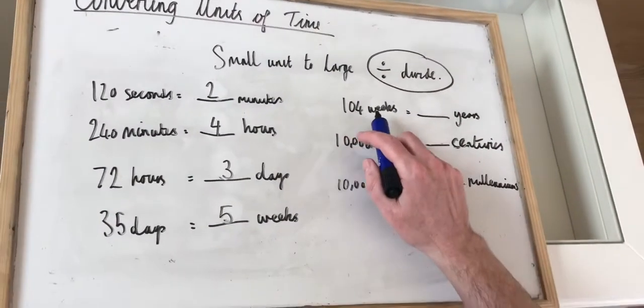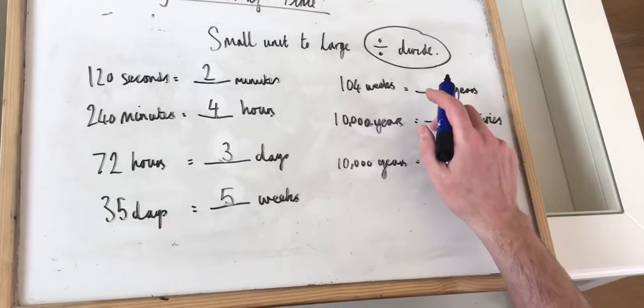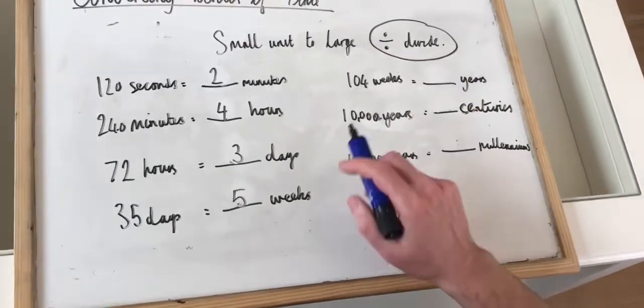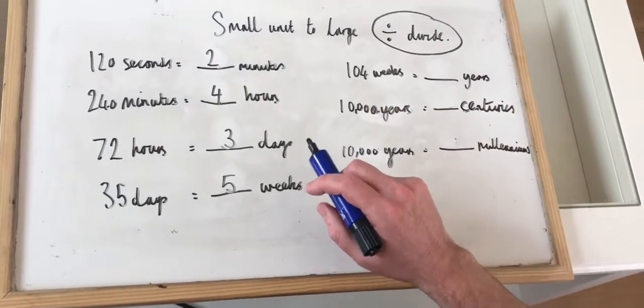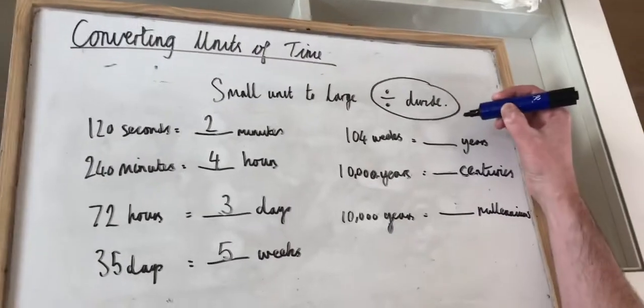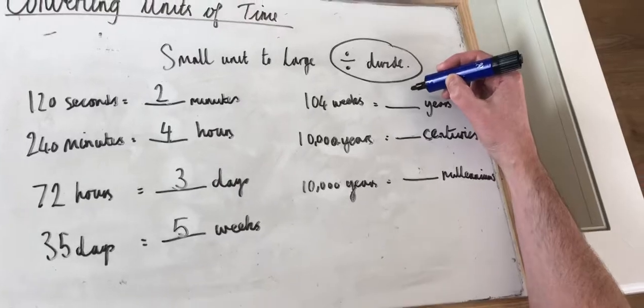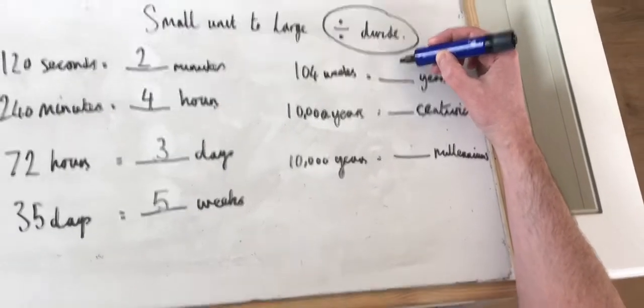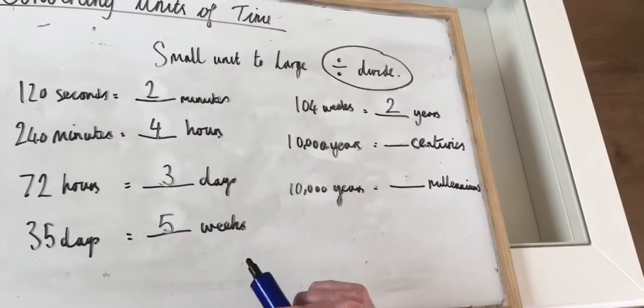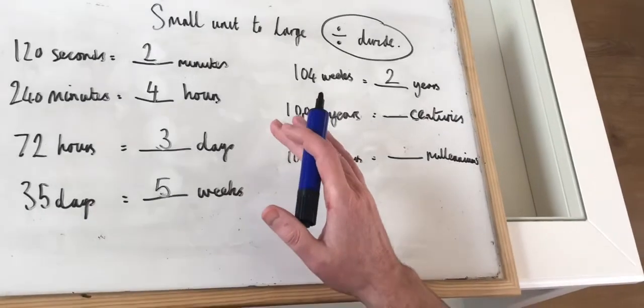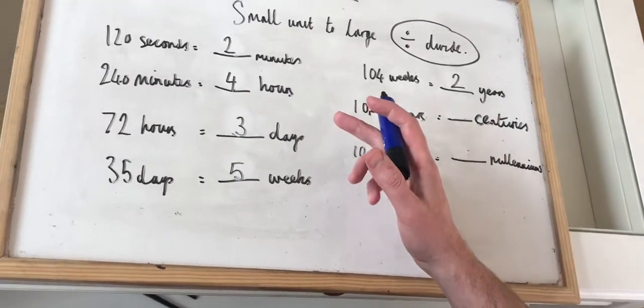Let's move up here. And we've got 104 weeks. How many weeks in a year? 52. So what does that mean then? It's 2 years. 104 weeks is 2 years. Good boy, yeah. How do you know? Because 52 multiplied by 2 is 104.